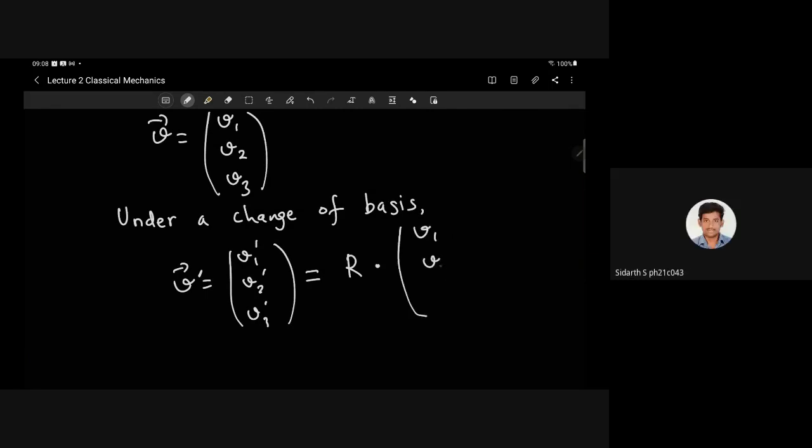Sir, someone is asking if this is also true for improper rotations. No. I will get to improper. Improper means determinant minus 1, right? The orthogonal part. At this point, we are only discussing proper rotations. We'll put that as a next step. So absolutely, at this point, no.